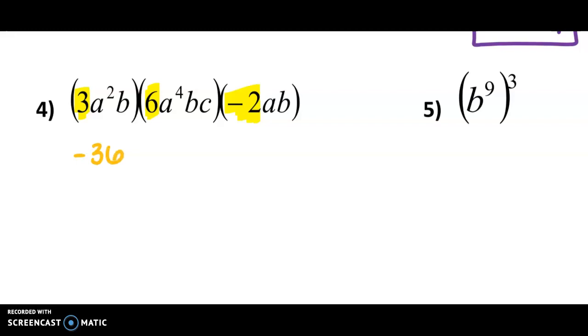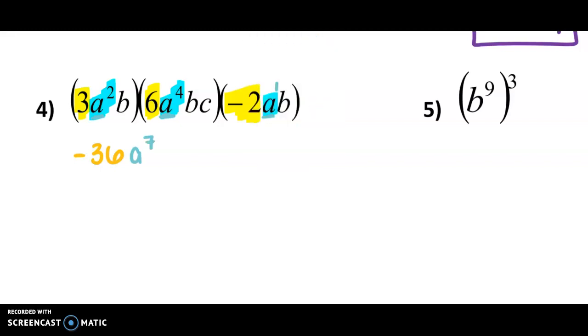Okay, then I have a squared, a to the 4th, and a, which is really a to the 1st. I'm multiplying all of them. They have the same base, so I add the exponents. 2 plus 4 is 6. 6 plus 1 is 7. So that would be a to the 7th.